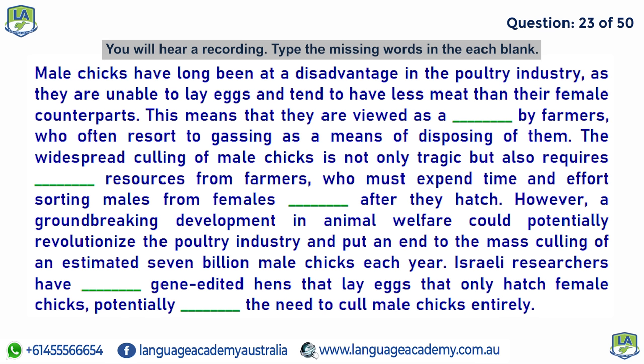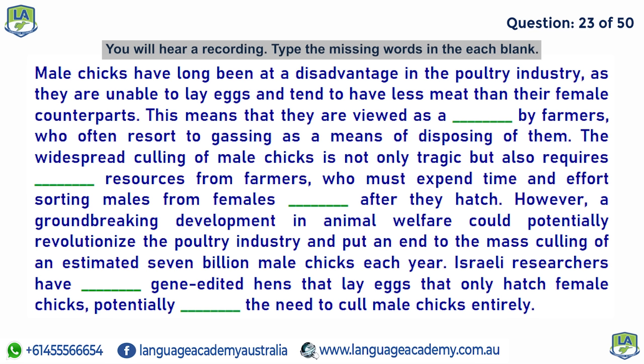Male chicks have long been at a disadvantage in the poultry industry, as they are unable to lay eggs and tend to have less meat than their female counterparts. This means that they are viewed as a liability by farmers, who often resort to gassing as a means of disposing of them. The widespread culling of male chicks is not only tragic, but also requires significant resources from farmers, who must expend time and effort sorting males from females immediately after they hatch.